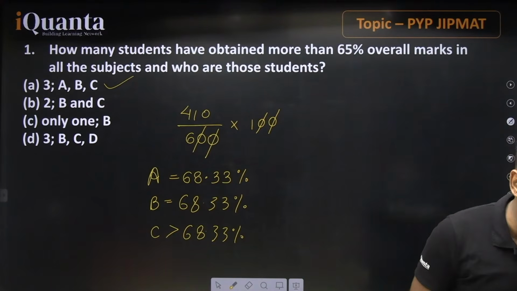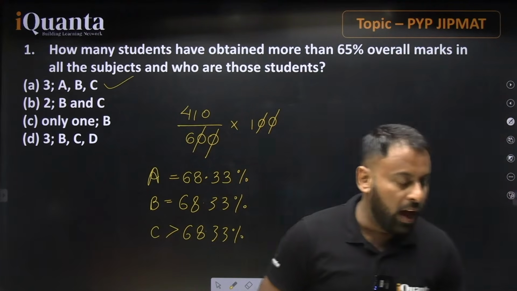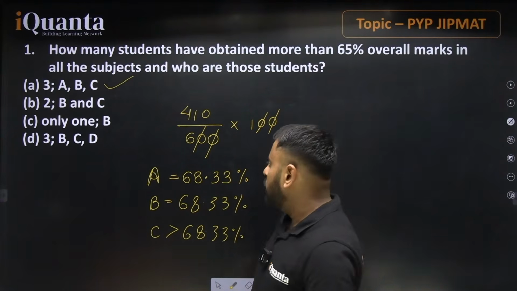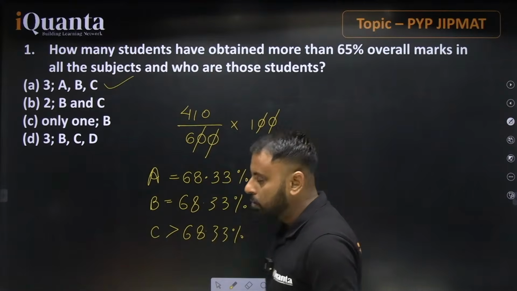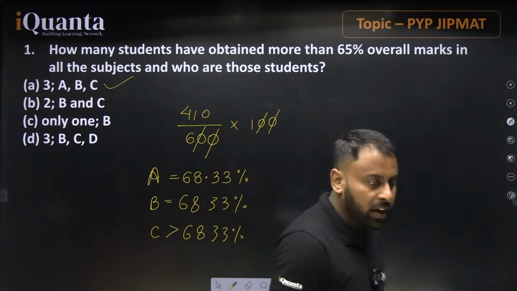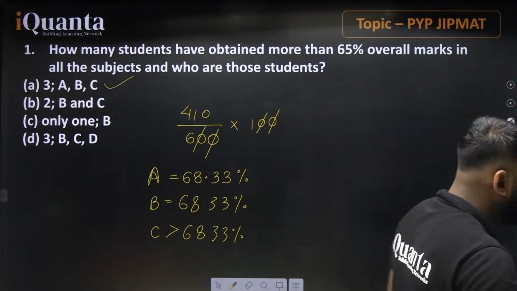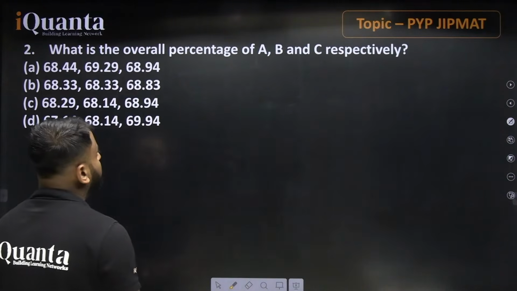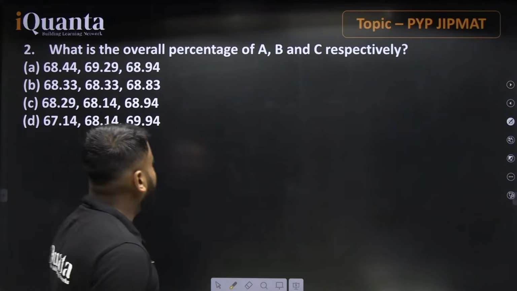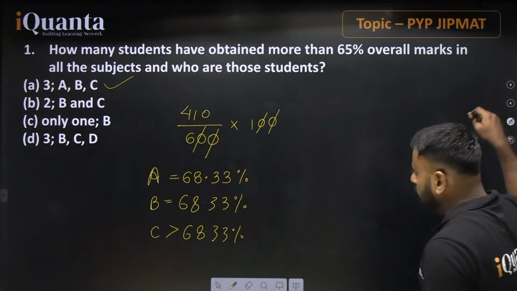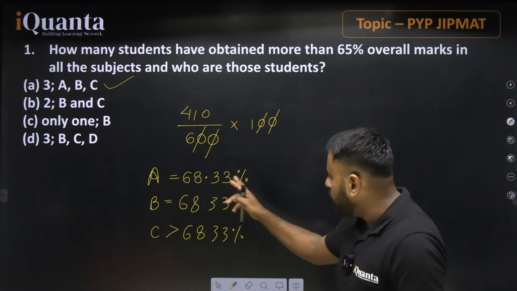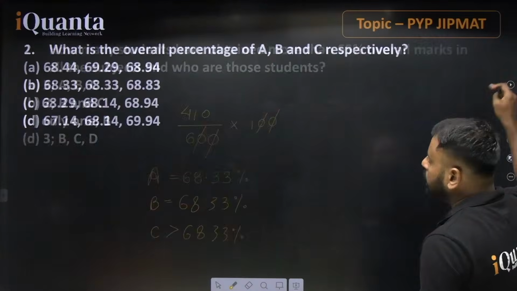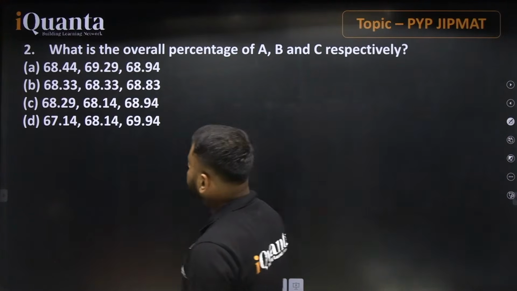This is the trick through which we can save time, and it will be easier for you guys to understand, right? So I think that question number 1 is clear to every one of you. Now we are moving ahead with the next question. The next question asks: what is the overall percentage of A, B and C? Guys, we already found it out here, and the value for A is 68.33, B is 68.33. Do we have any option having the same value, 68.33?